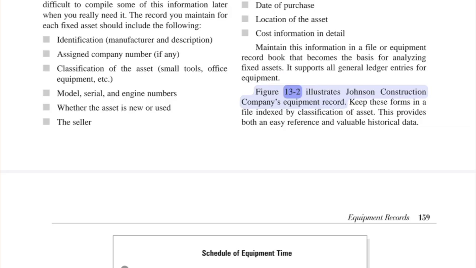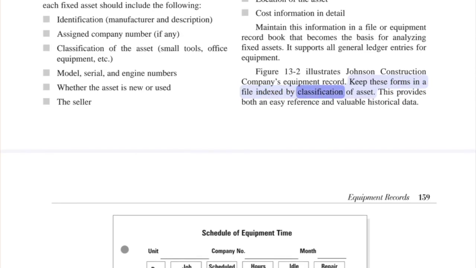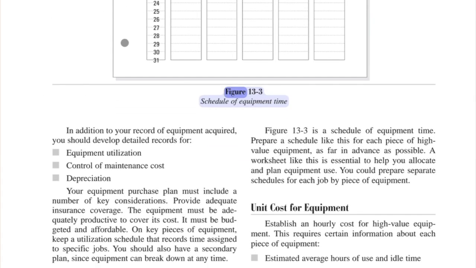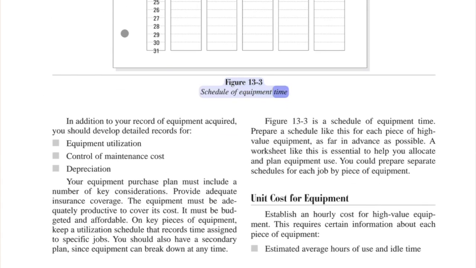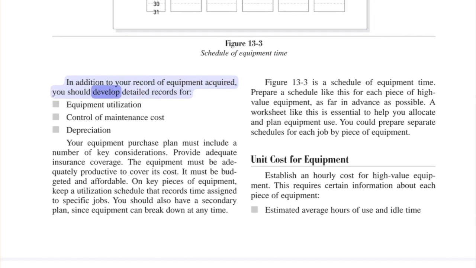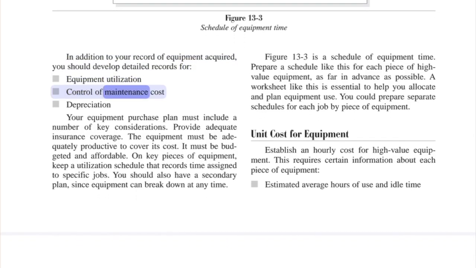Figure 13-2 illustrates Johnson Construction Company's equipment record. Keep these forms in a file indexed by classification of asset. This provides both an easy reference and valuable historical data. Figure 13-3: schedule of equipment time. In addition to your record of equipment acquired, you should develop detailed records for equipment utilization and control of maintenance cost.